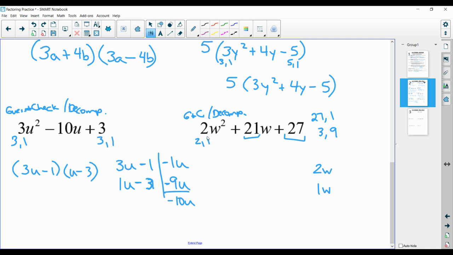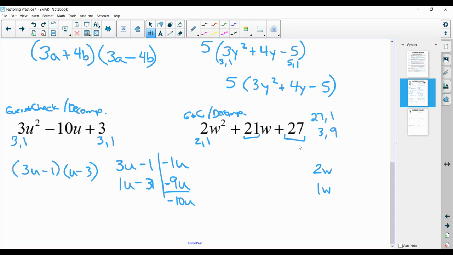2 times 3 is 6. 9 times 1 is 9. Will a 6 and a 9 get me to 21? The answer is no. Well, what about a 2 times a 9? That's 18. And a 3 times 1? Will 18 and 3 get me to 21? And the answer is yes.